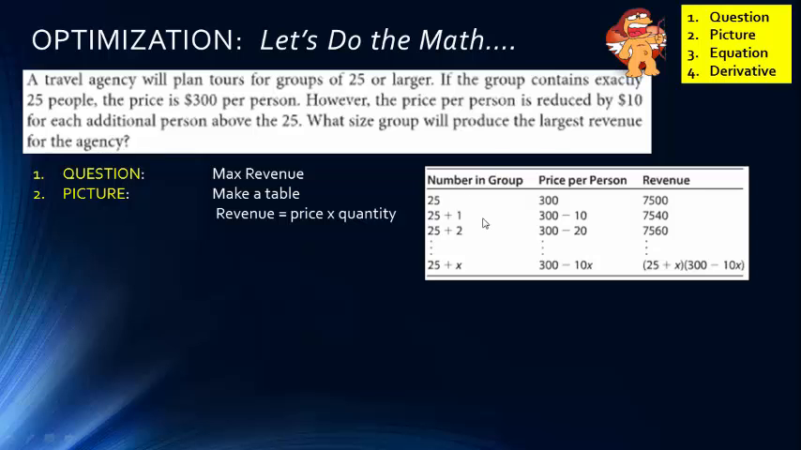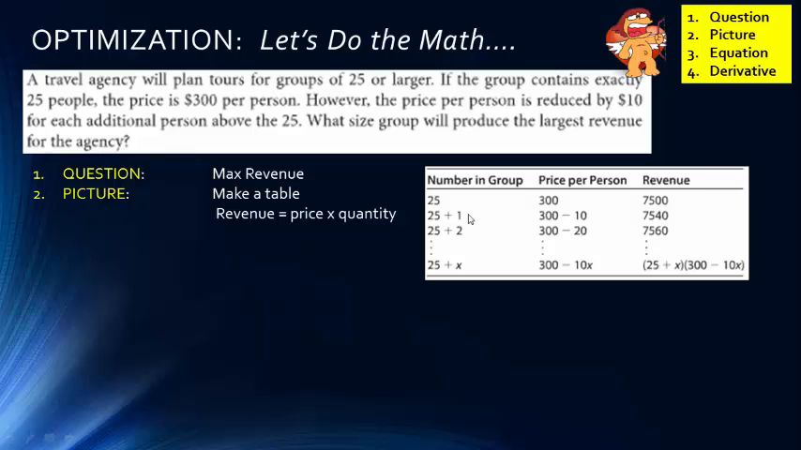So I'm trying to establish a pattern. Well, the price per person, again, is going to be reduced by 10. Again, I'm not going to write 290, I'm going to write minus 10. And then when I multiply these through, 26 times 290, I get this. If I add another person, so now I've added 2 people, 25 plus 2, I'm using my base number. 300 minus 20, because if I add 2 people, the price per person goes down by 20, and here's what I get.